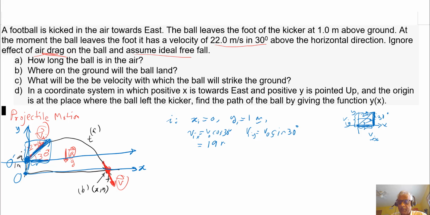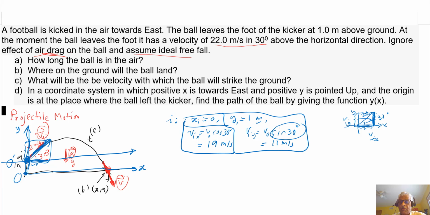Why? Because I do the exactly same thing. You have x and y, and acceleration vector is pointed this way and has magnitude g. All right, so that's this. Another thing, between here to there, time is t. So like t initial is 0 and t final is t. Then this time is the duration between initial to final.